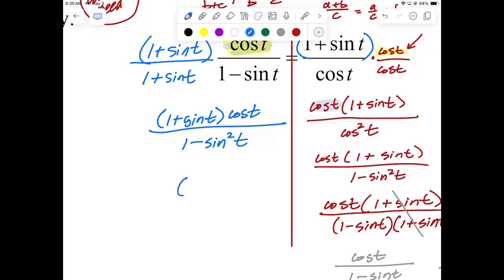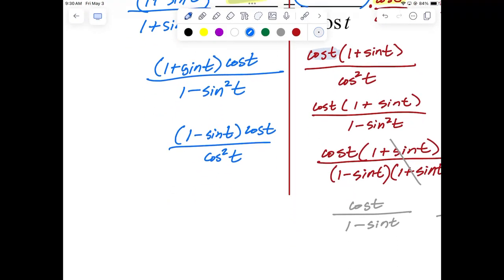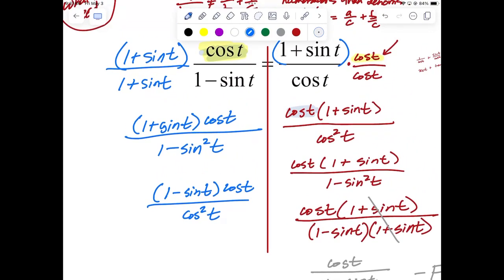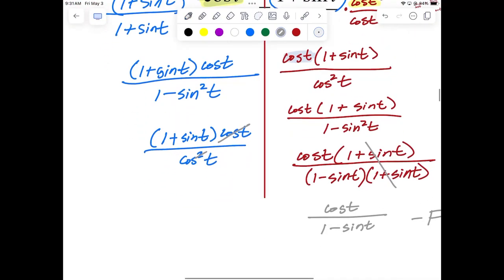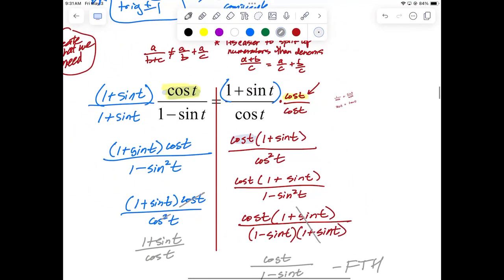What's another name for 1 minus sine squared of t? Cosine squared, right? That's cosine squared of t. And what happens with one of the cosines now? Oh, yeah, it's positive. Thank you. One of the cosines divides out now, and we're left with 1 plus sine of t over cosine of t. And that gives us the right-hand side. So create what you need. That's the strategy here. Or look for opportunities to multiply by the conjugate over the conjugate.